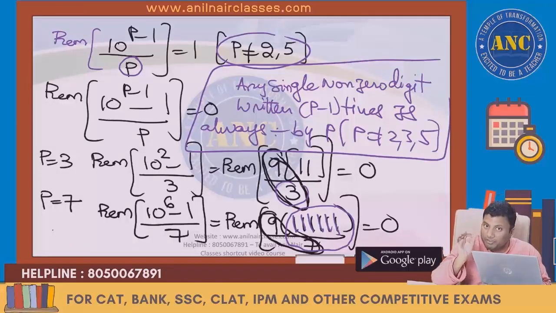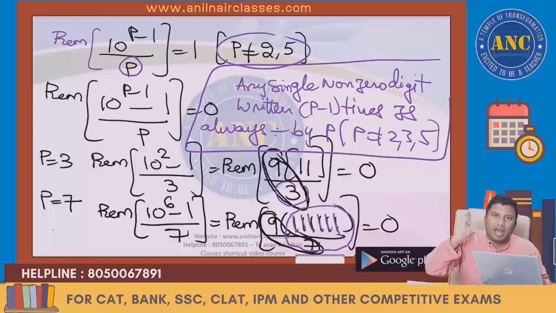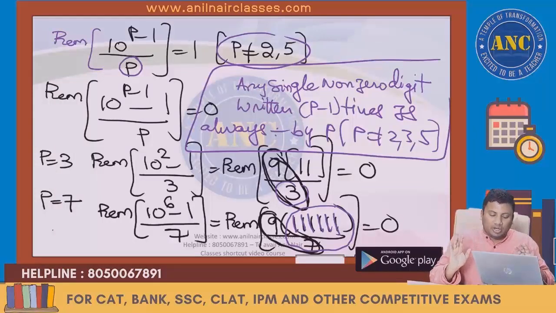I hope the proof is clear. Unless you understand the why behind the question, which method to use when, you will not have clarity. At the end of session number 3, I will give a table of when to use which concept, so that complete remainders will be clear. So any single non-zero digit written p minus 1 times is always divisible by p if p is not equivalent to 2, 3 and 5.